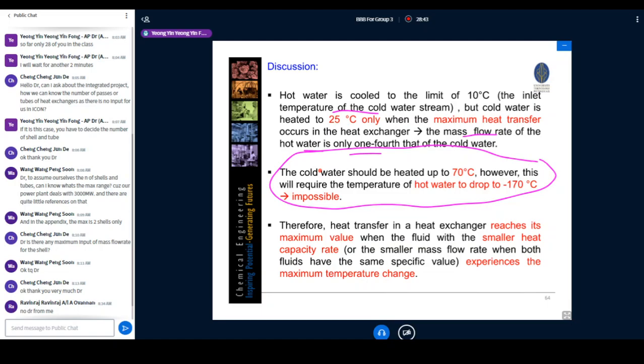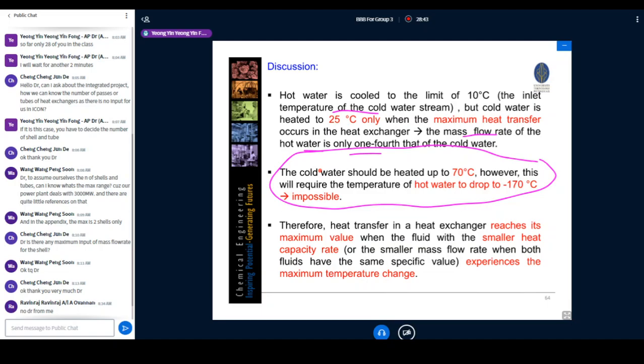Okay, I share my screen. You can actually perform the calculation to prove that. Because you are an engineer, you always want to prove. Do not just listen to people saying this and that. You have to see yourself and prove yourself, whether it truly drops to minus 170 degrees C or not.